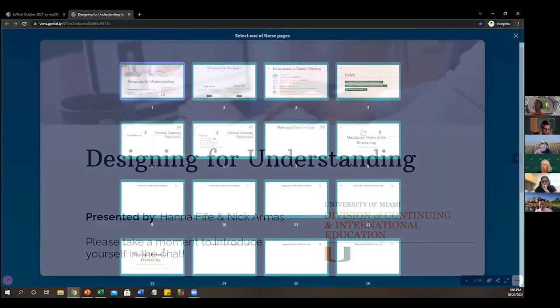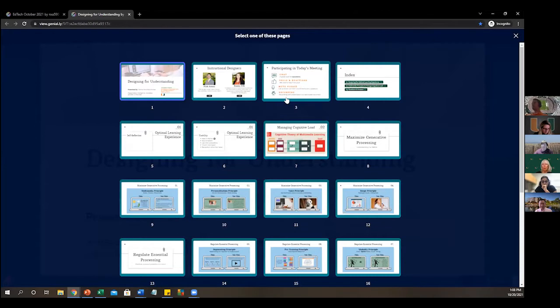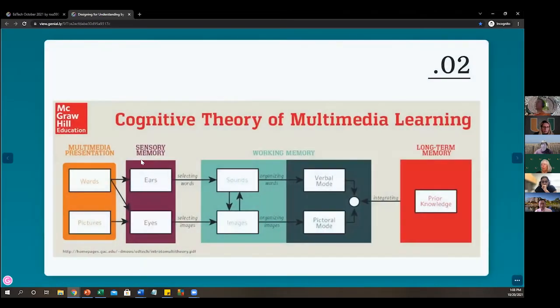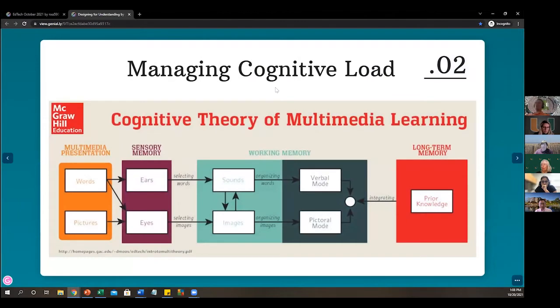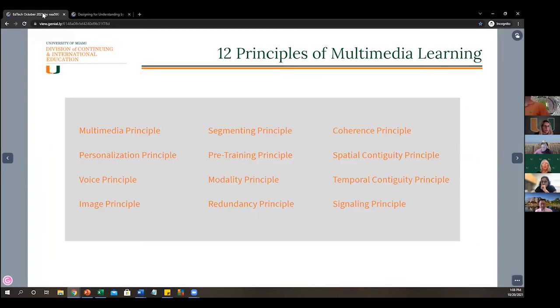So this presentation covers a few things, including Blackboard design. But if you skip right ahead to right here, managing cognitive load, this is where the 12 multimedia principles kick in, and you'll see them related here. So these are just the 12 ones listed out.